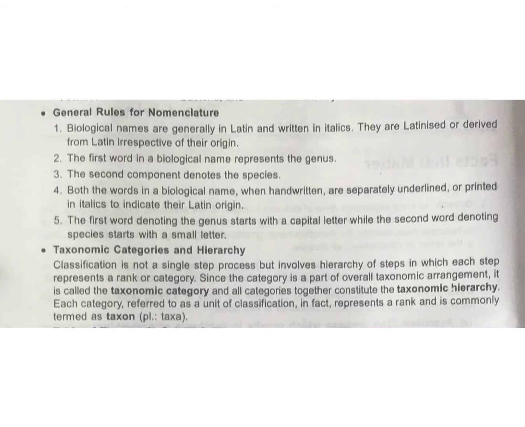So first rule is biological names are generally in Latin language, so this you have to remember. And secondly, the first word in the biological name represents genus, second name denotes species. Then both the words, if handwritten, are written separately and separately underlined. If printed, we can use italics. Then the genus name starts with capital letter, and the second name, species name, starts with small letter. So these rules have to be followed.